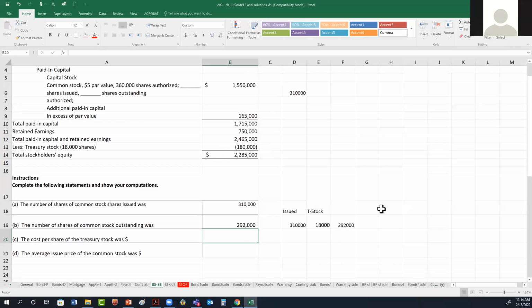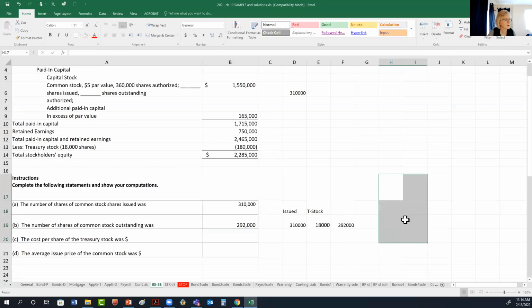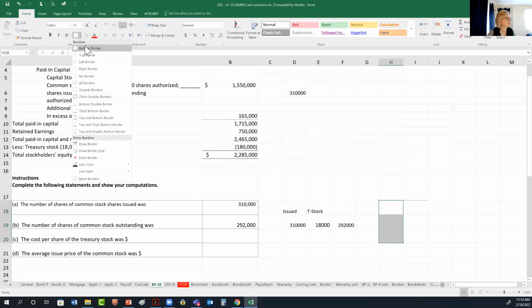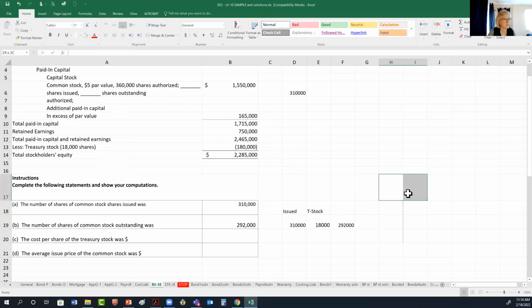So the T account for treasury stock has 180,000 in it. It's a debit balance. Okay, that's the balance in treasury stock, and that represents the number of shares issued times the market price. So what was the cost per share of the treasury stock?